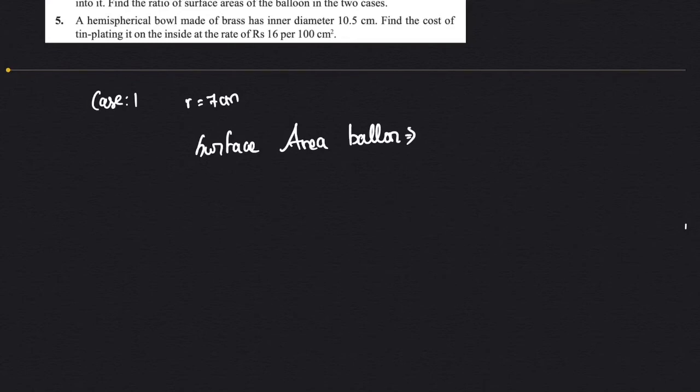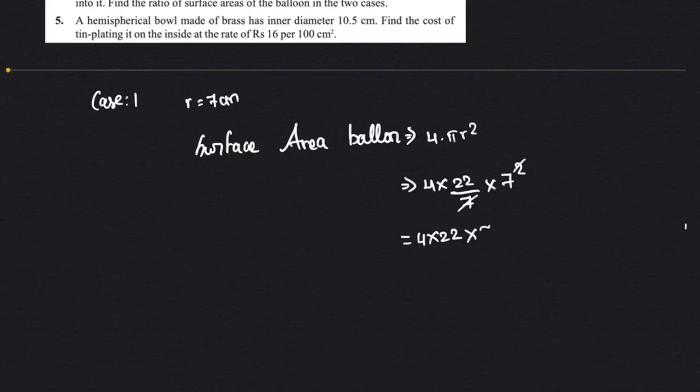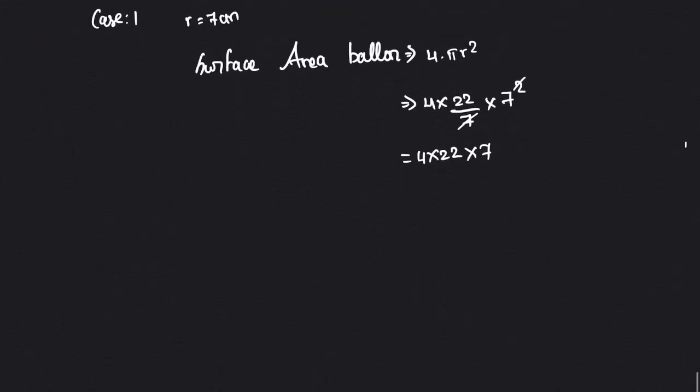We already know the formula is 4 times pi r square. Just replace the values: 4 times 22 by 7 multiplied by r value 7, so 7 square. After cancelling, 4 is multiplied by 22, then 7. So the final answer is 616 centimeter square.